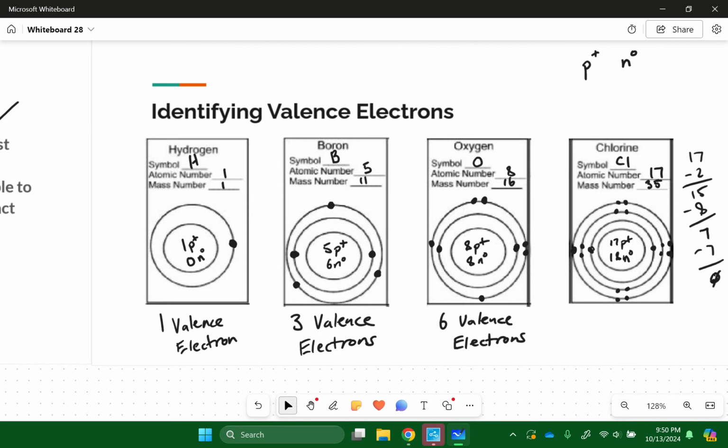So my outermost energy level had 2, 4, 6, 7 electrons on it. So I have 7 valence electrons.